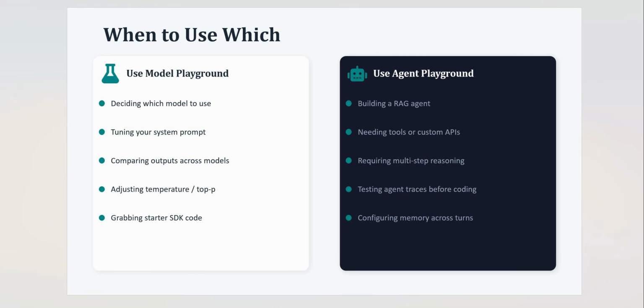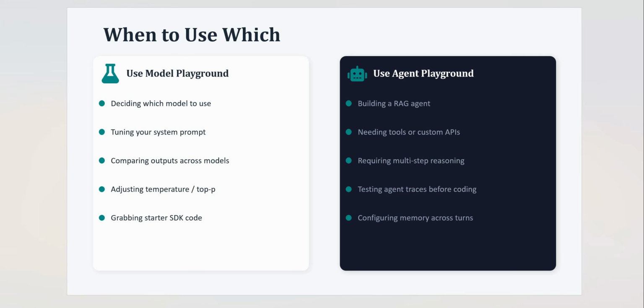Switching to the Agent Playground is useful when your question is more about the system. For example, does my agent correctly invoke the right tool? Does it retrieve the correct set of chunks from my knowledge base, or does it maintain context across a 5 to 6 turn conversation? These questions are very specific to agent design, and they can be answered only inside your Agent Playground.